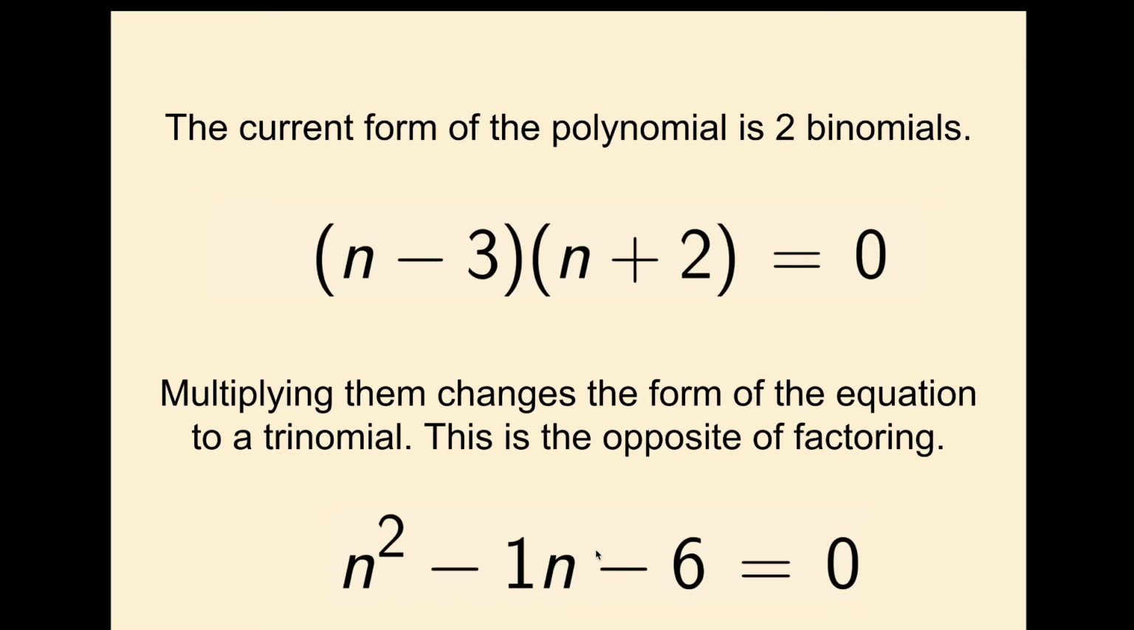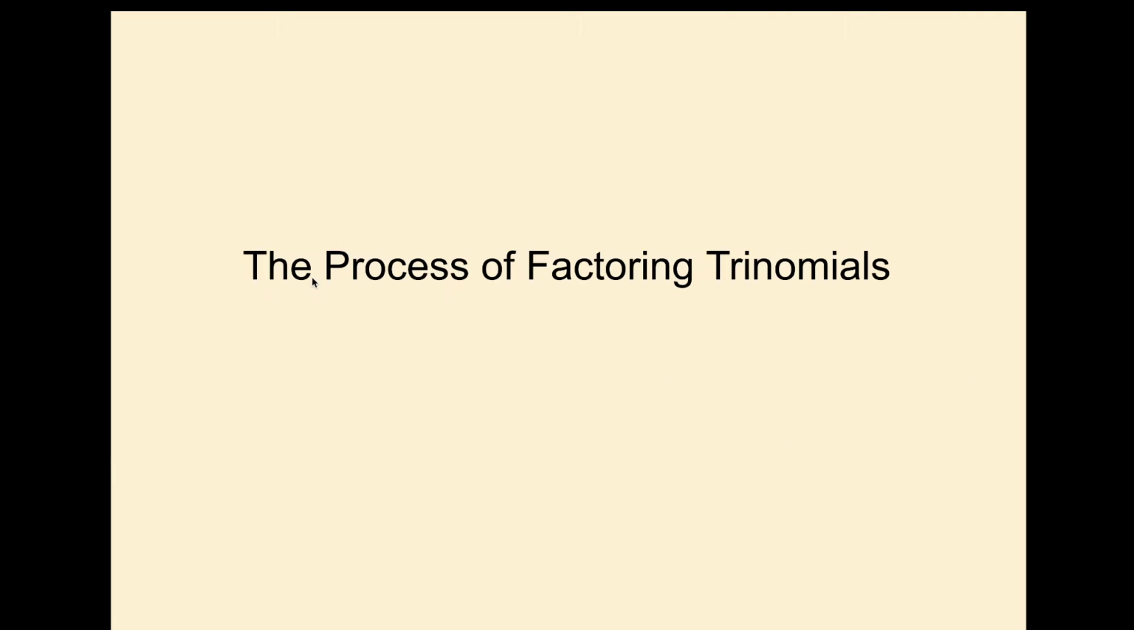The current form of the polynomial right below is 2 binomials. If I multiply them together, this changes the form of the expression to a trinomial. So this is the opposite of factoring. The process I'm going to teach you takes you from the trinomial form back to the binomial form. Okay, so here we go.